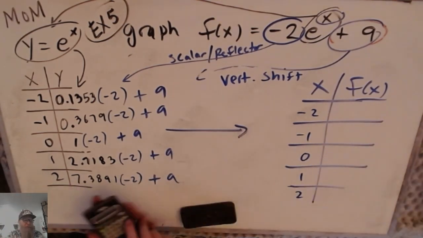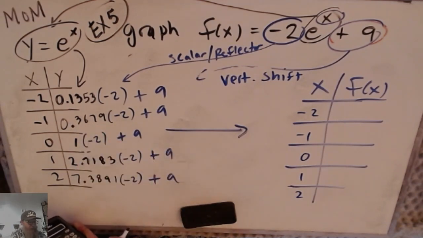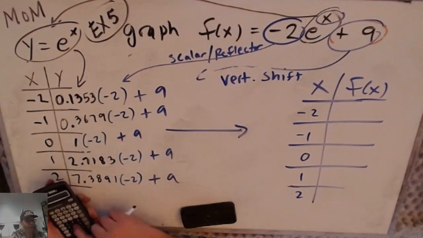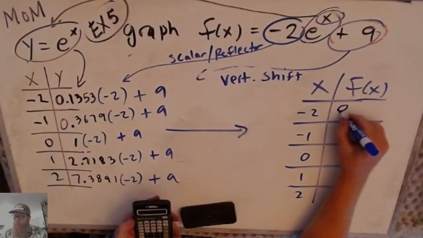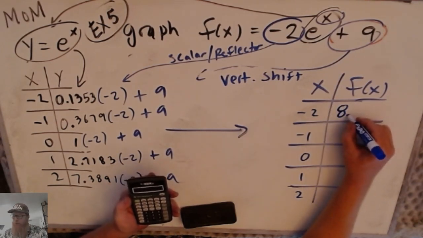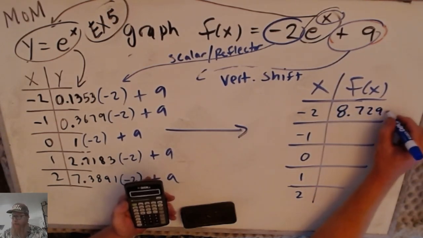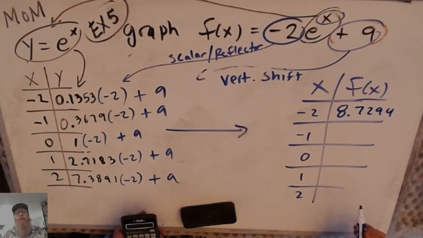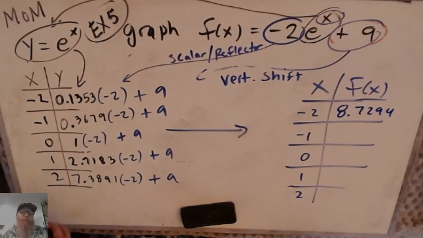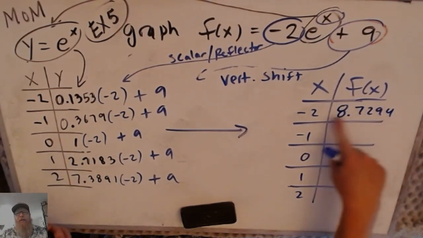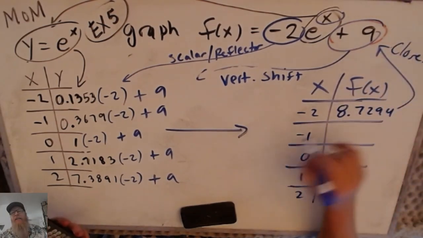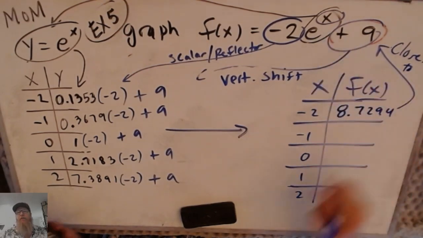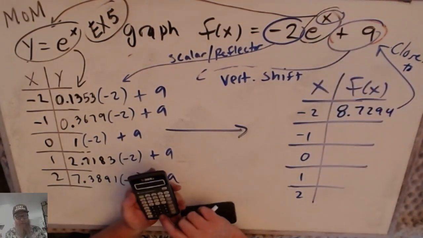I recommend using the calculator. So you got 0.1353 times -2 plus 9. These first couple values should be pretty close to 9. Remember last time, a couple examples ago, we were talking about how these have a tendency to get close to the asymptote. So these should all be sort of close to 9.